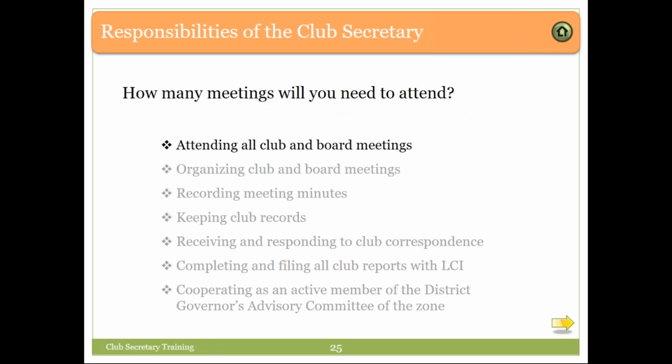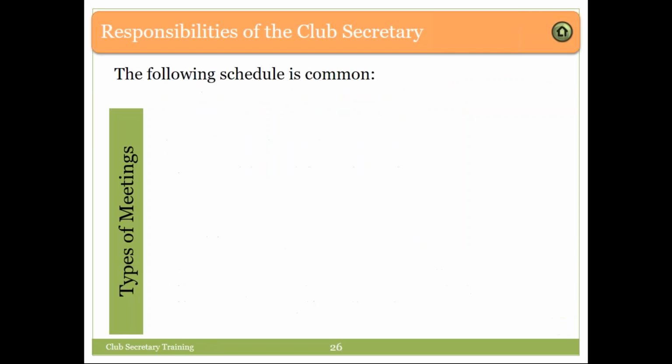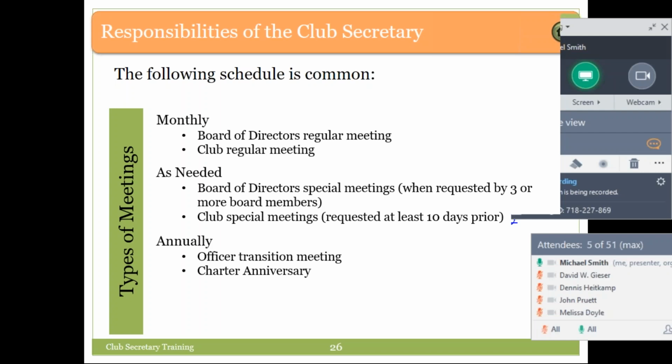So you will need to attend all club and board meetings. This is kind of how things fall out during the year. The board of directors meets monthly, and then there are club regular meetings, usually twice a month on average. There are some that work every week as far as their club regular meetings. Board of directors special meetings are when it's requested by 3 or more of the board members to have a meeting.